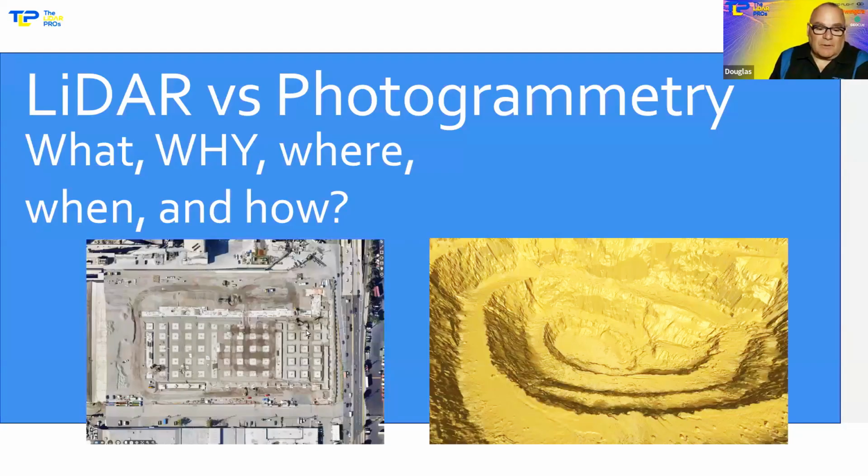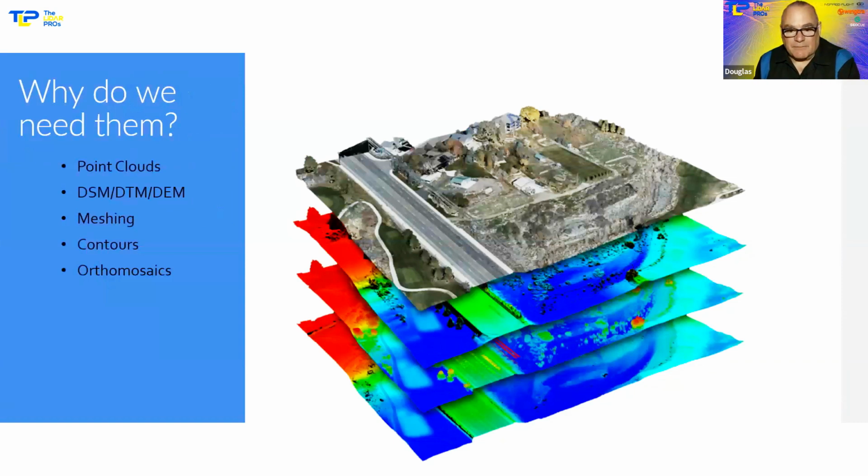There we go. On the left here, you see a photogrammetry capture. On the right, you see a LiDAR capture of a deep open pit. You can see they display differently, etc. And again, as we look at some of these different formats, we look at the point cloud where we start, our meshes, contours, orthomosaics, etc.